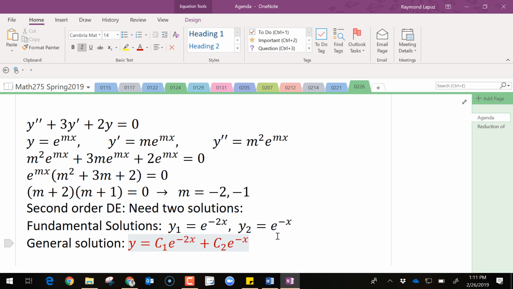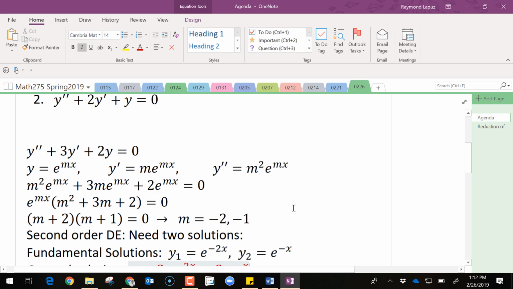So you need two solutions, and then the two solutions will make up your fundamental solutions, and then the general solution would just be the sum of those solutions with constants in front of it. And that's it. That was what we learned last time. Remember? Did anybody get to the second one? That was one solution, right?